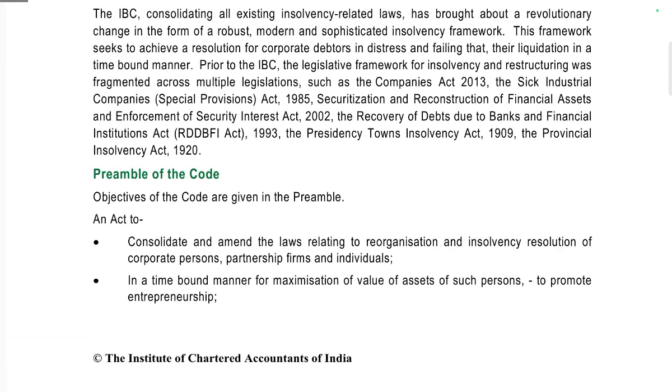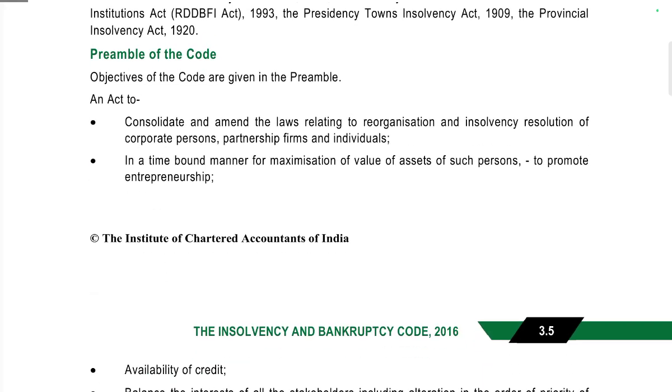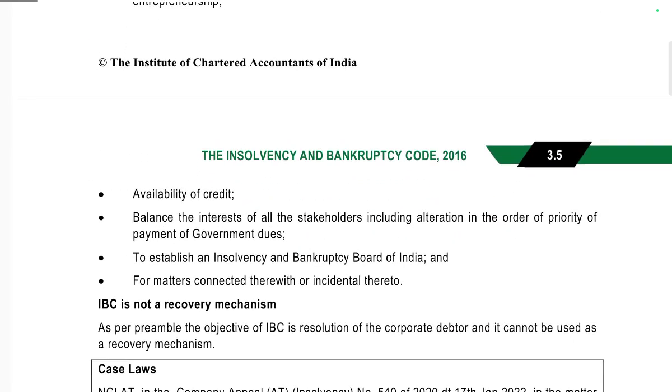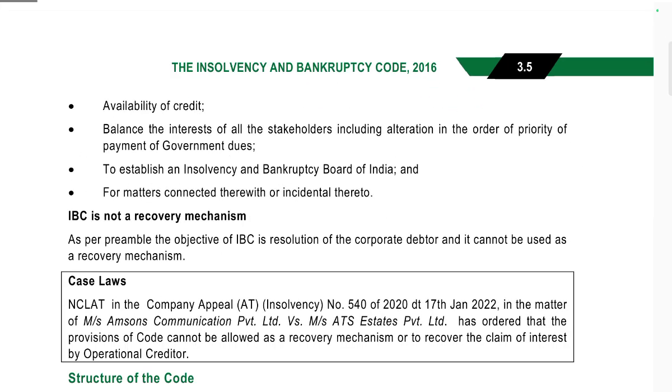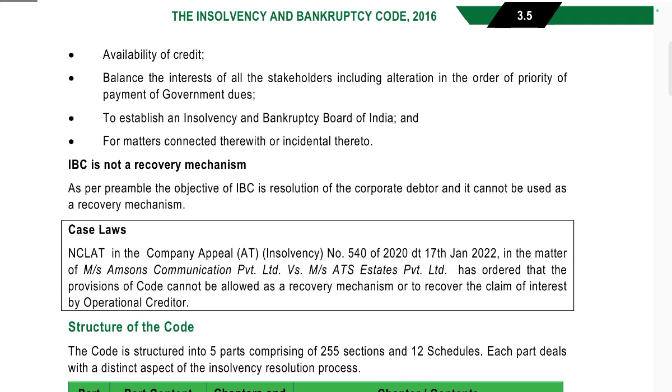What is the preamble of the code? Objective of the code in which preamble? Availability of credit and balance of interest of all the stakeholders, including alteration in the order of priority of payment of government dues, to establish an Insolvency and Bankruptcy Board of India, and for matters connected therewith or incidental thereto.